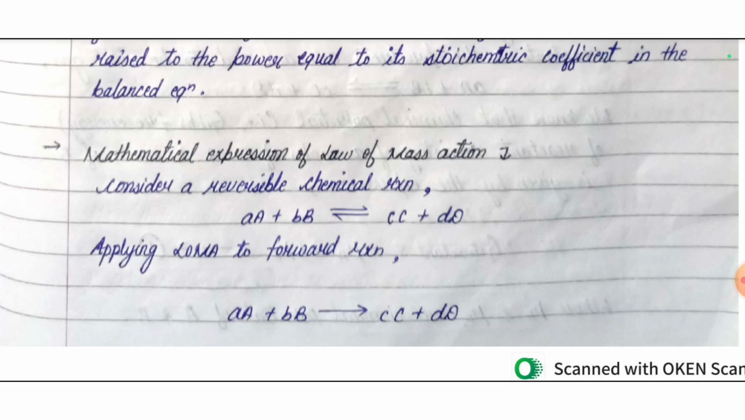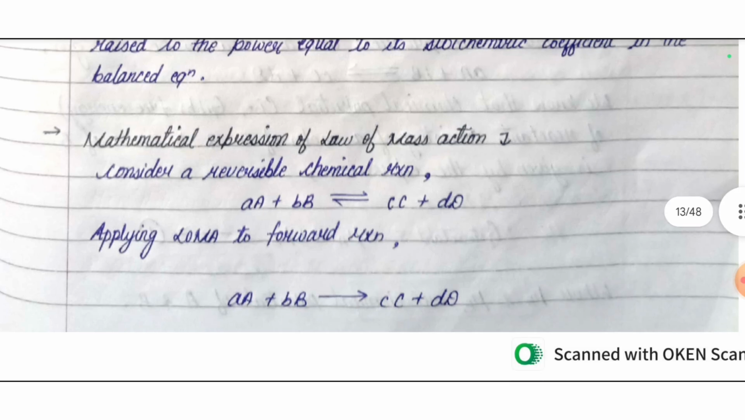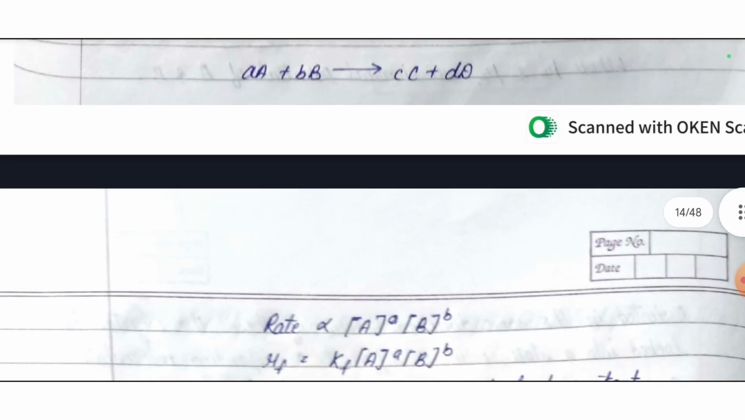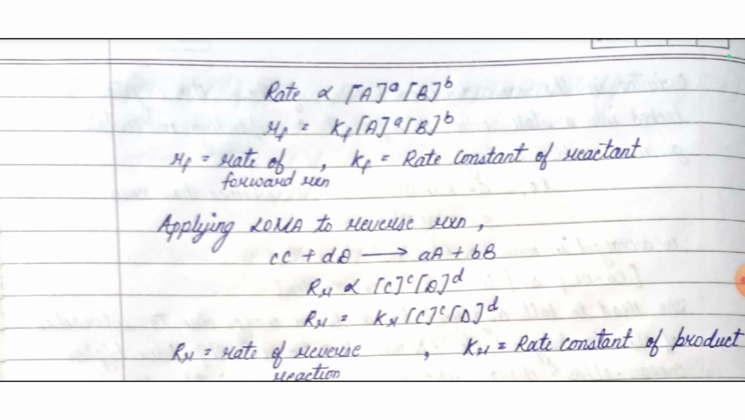Consider a reversible chemical reaction: aA plus bB gives out cC plus dD. Applying law of mass action to the forward reaction, aA plus bB gives out cC plus dD, the rate is directly proportional to the concentration of A raised to the power a, concentration of B raised to the power b. Rf is equal to Kf times concentration of A raised to the power a, concentration of B raised to the power b. Rf is the rate of forward reaction and Kf is the rate constant of the reactant.